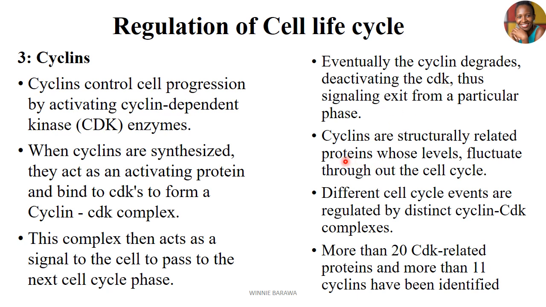So the cyclins are structurally related proteins whose levels, though, will be fluctuating throughout the cell cycle. So there are certain CDKs and cyclins that will be getting produced at the different levels. So different cell cycle events are regulated by distinct cyclin-CDK complexes, and we are told we have more than 20 CDK-related proteins and more than 11 cyclins that have been identified, and they play a major role in regulating our cell life cycle.